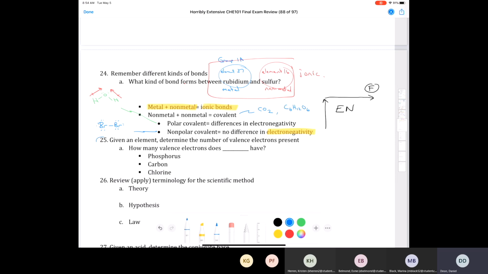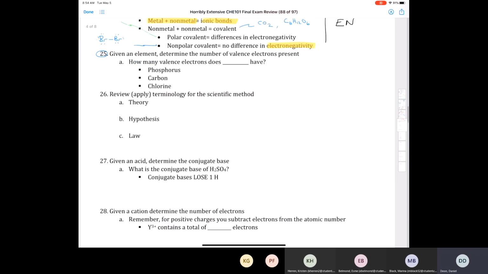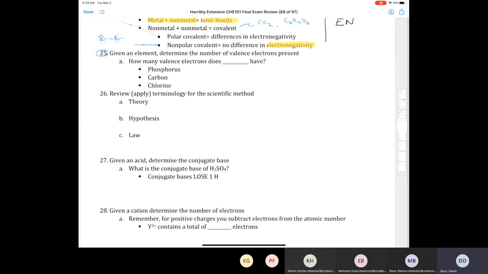Okay, number 25. If you're given an element, determine the number of valence electrons present. How many valence electrons do phosphorus, carbon, and chlorine have? Well, if I look at phosphorus, phosphorus is in group 1, 2, 3, 4, 5A. Let's talk about the electron configuration of phosphorus. Maybe I'm making this more complicated than it needs to be, but whatever, sue me. The noble gas that precedes phosphorus is neon. After neon, I have sodium, magnesium, aluminum, silicon, and then phosphorus.